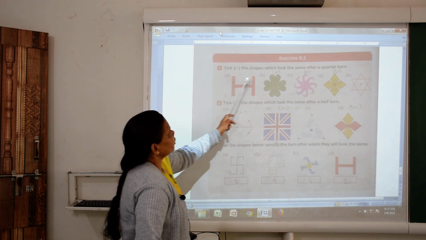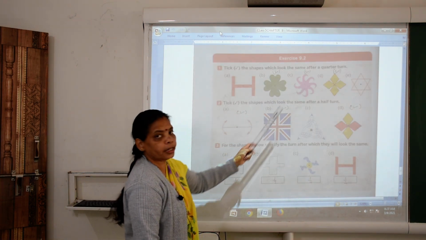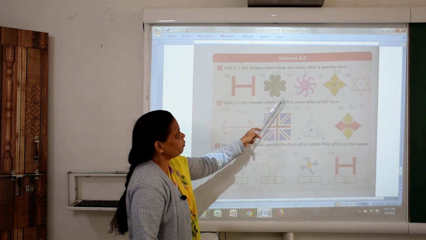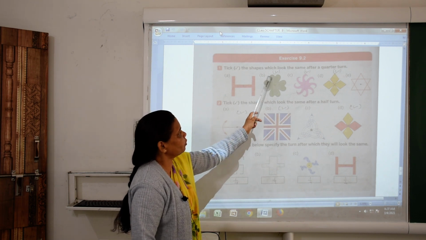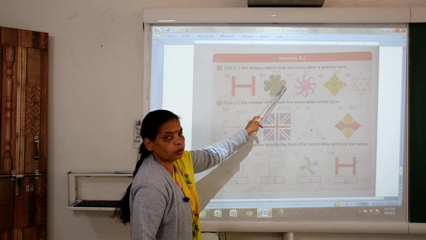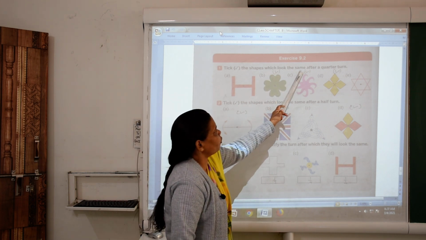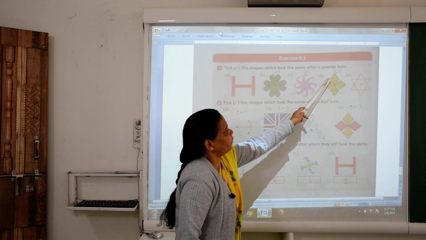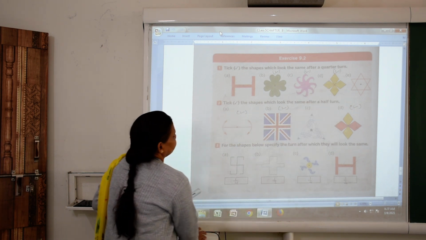Exercise 9. Take the shape which looks the same after a quarter turn. After a quarter turn, which of the following figures looks the same? This flower figure, when it rotates from here to here, it looks the same. And this one also from here to here, this one same, and this one also same.